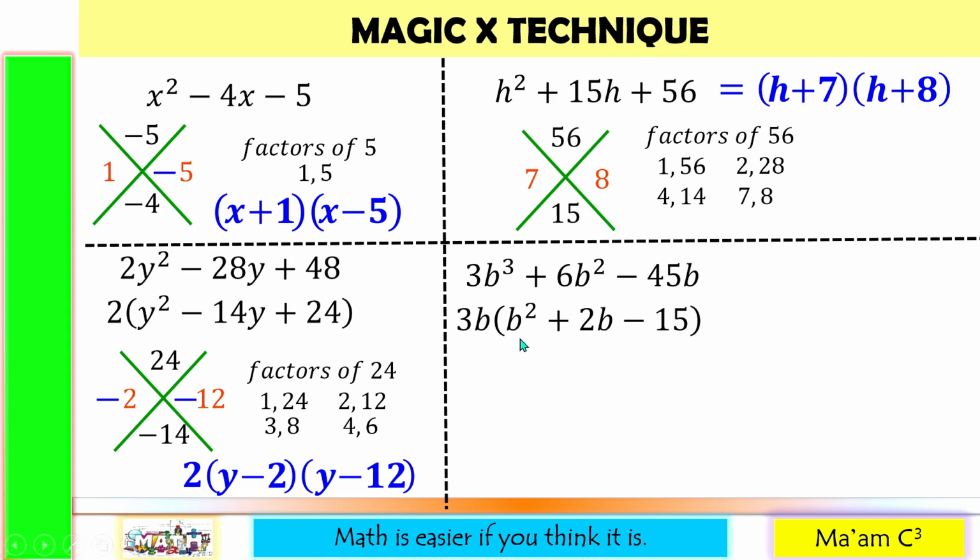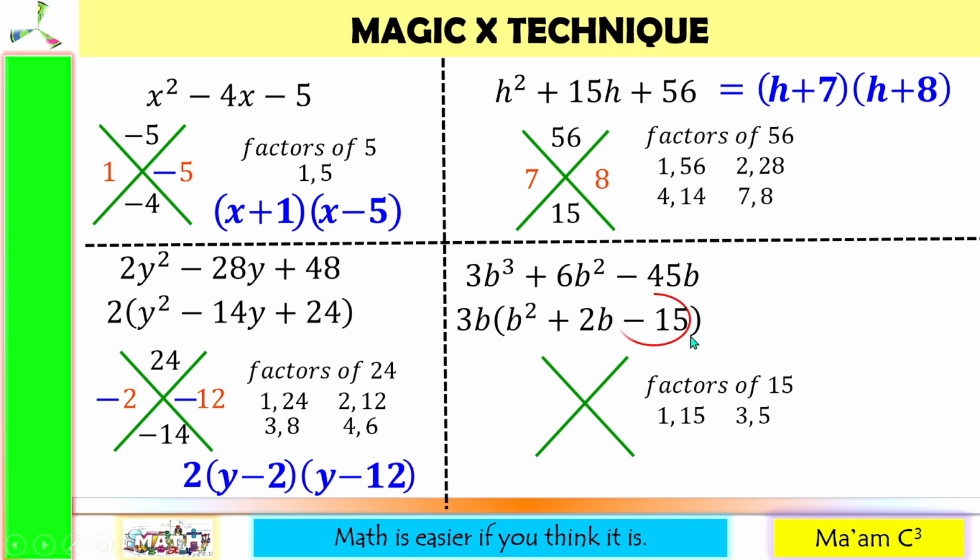So this is my trinomial where a is equal to 1. I'll determine the factors of 15. I'll start with 1. 1 times 15. And then I have 3 times 5. No other factors. I'll create my magic x. On top is the numerical coefficient of the third term, which is negative 15. At the bottom is the numerical coefficient of the middle term, which is positive 2.